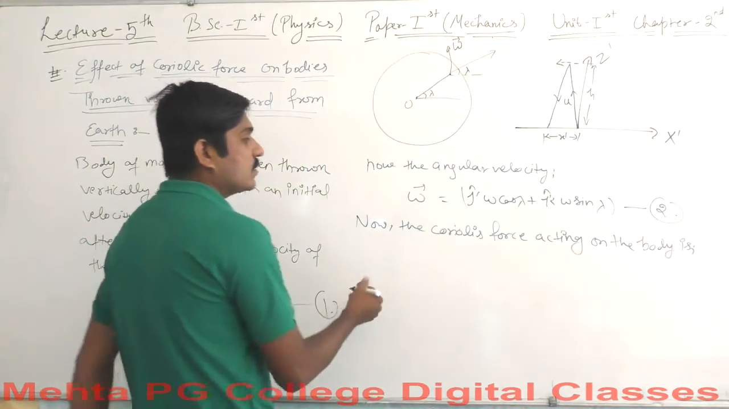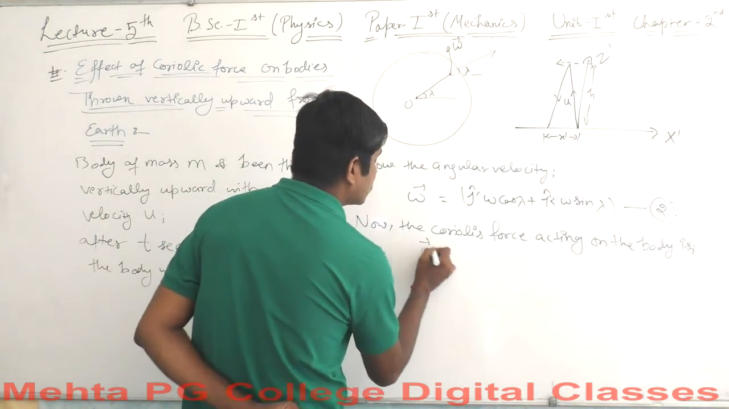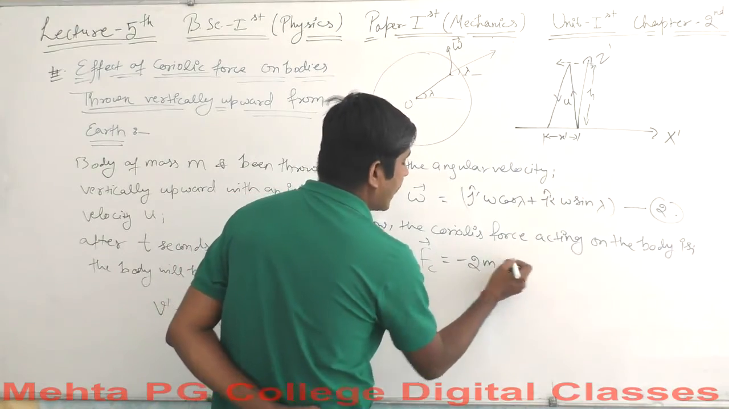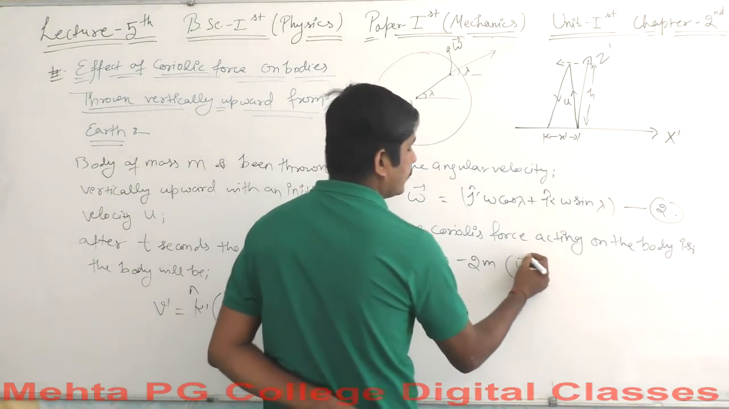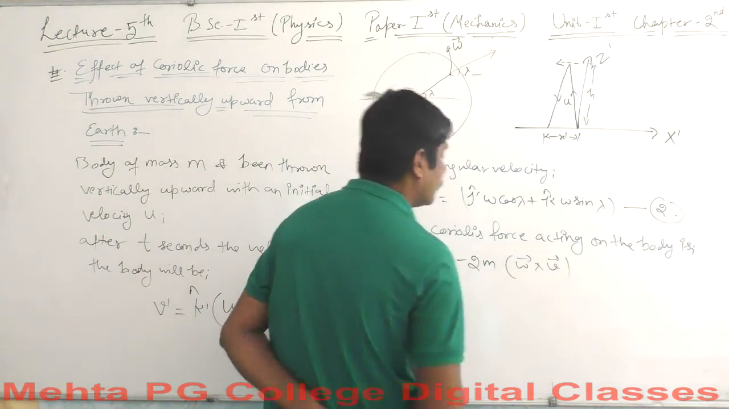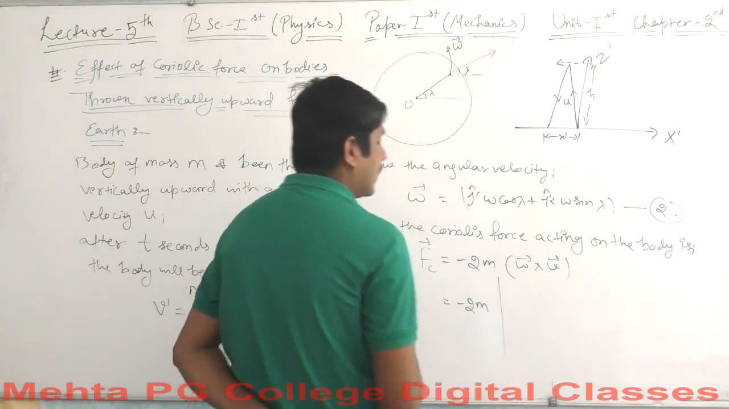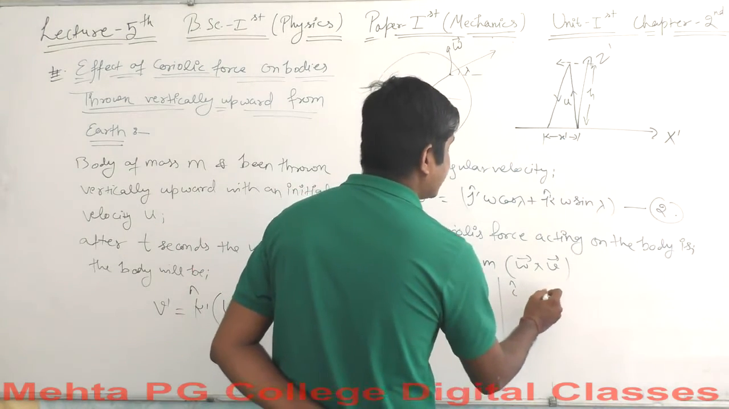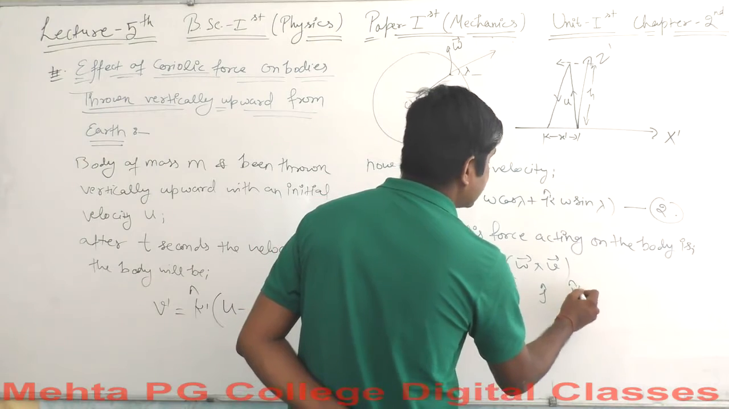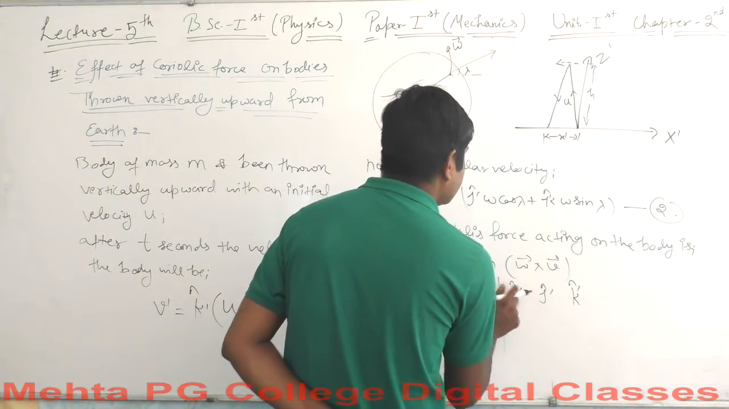Okay. So let's talk about the concept of Coriolis force, which is Fc, equal to minus 2m omega cross V here. Okay, so let's get it. Minus 2m. This is the i dash cap, this is the j dash cap, and this is the k dash cap here.